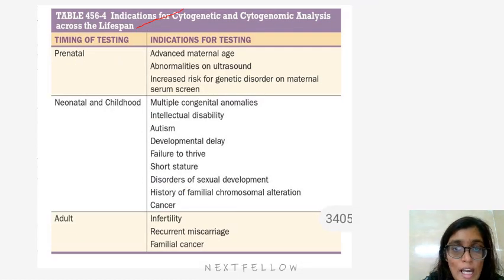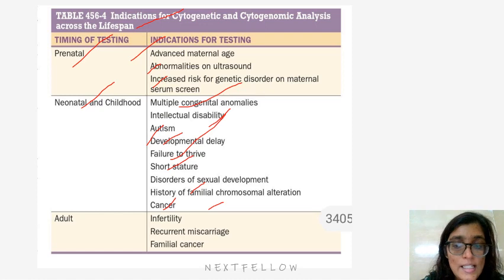Indications for cytogenetic and cytogenomic analysis across the lifespan. Prenatal testing is done for advanced maternal age, abnormalities on ultrasound, increased risk for genetic disorder on maternal serum screen. Neonatal and childhood: when the child has multiple congenital anomalies, intellectual disability, autism, developmental delay, failure to thrive, short stature, disorders of sexual development, history of familial chromosomal alteration, and cancer. In adults, it is done in case of infertility, recurrent miscarriage, and familial cancer.